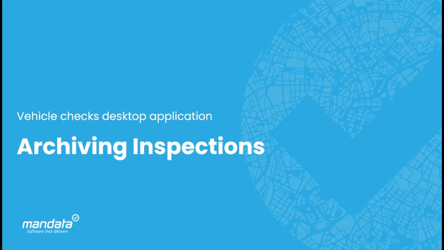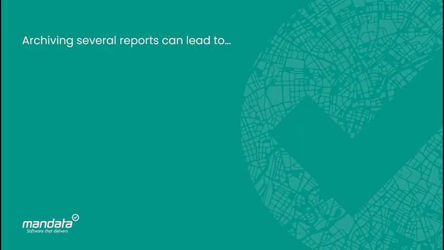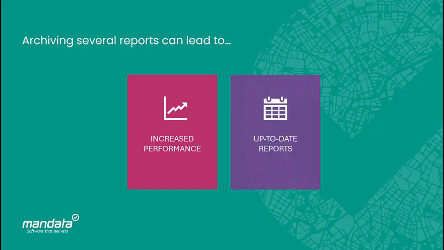Over time, your inspection history can severely stack up. Due to this, we've introduced the ability to archive inspections so that they will be hidden from the list. Archiving numerous old inspections can lead to increased performance, as well as providing you with the ability to report on only the most up-to-date inspections.